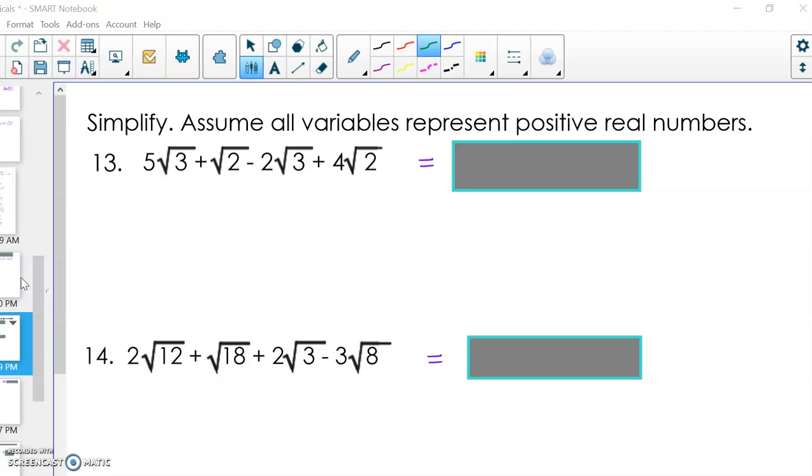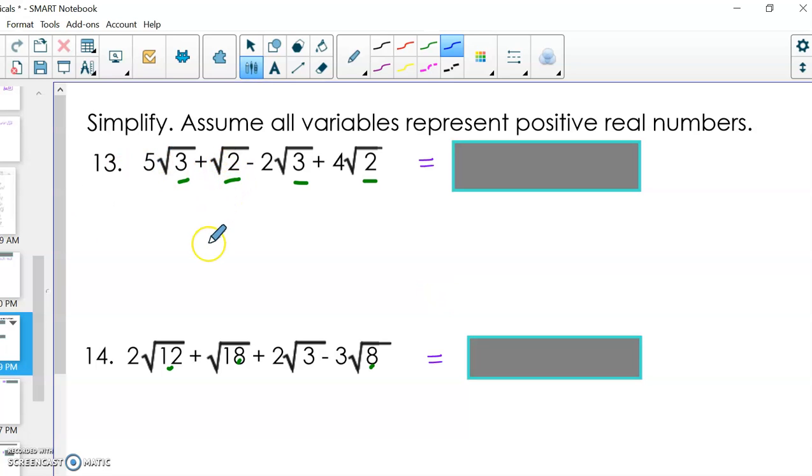All right, I want you to try 13 and 14 on your own. And then unpause the video when you're ready to go over them. My hint for you is take a look at the radicands. Only radicands with the same thing underneath them can be combined. Okay? And then at the bottom, you may have to do some simplifying first. So pause the video, give them a try, and then unpause.